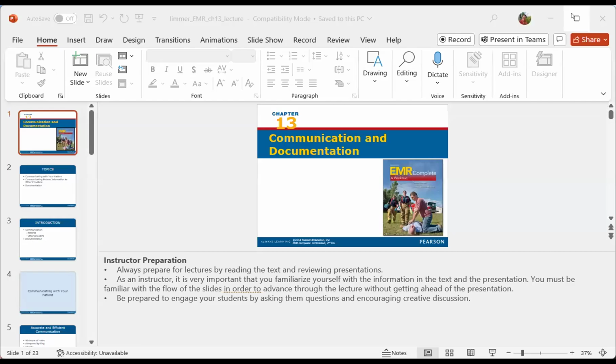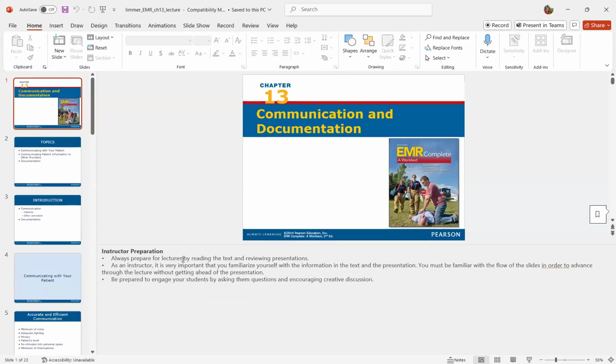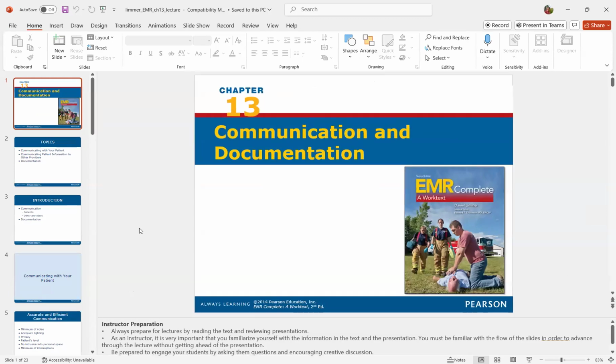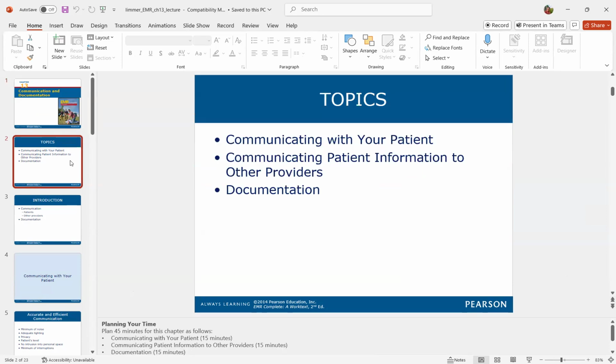All right, so last chapter for tonight, we're going to be talking about communication and documentation. And I'm not sure what Jules has for you guys for documentation yet, or what you guys are going to be using, but I have a couple of things that I put on there that can assist you in writing some narratives and stuff like that. But so communication documentation, communicating with your patient, communicating patient information to other providers when first responders and ambulance get on scene, and then how to properly document.